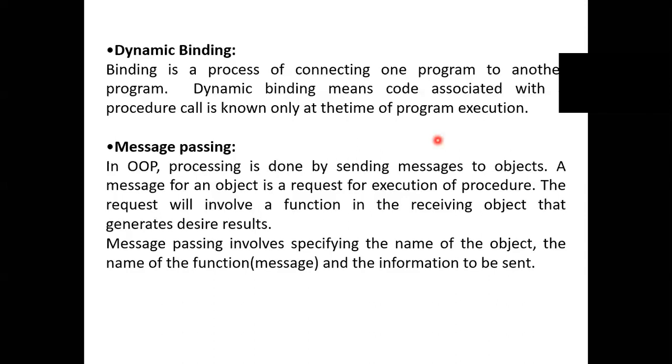So this completes the major characteristics of object-oriented programming. Clear? So here we should have covered objects, then classes, data abstraction, data encapsulation, inheritance, polymorphism, overloading, dynamic binding, and message passing. These are all the major characteristics of OOPs.